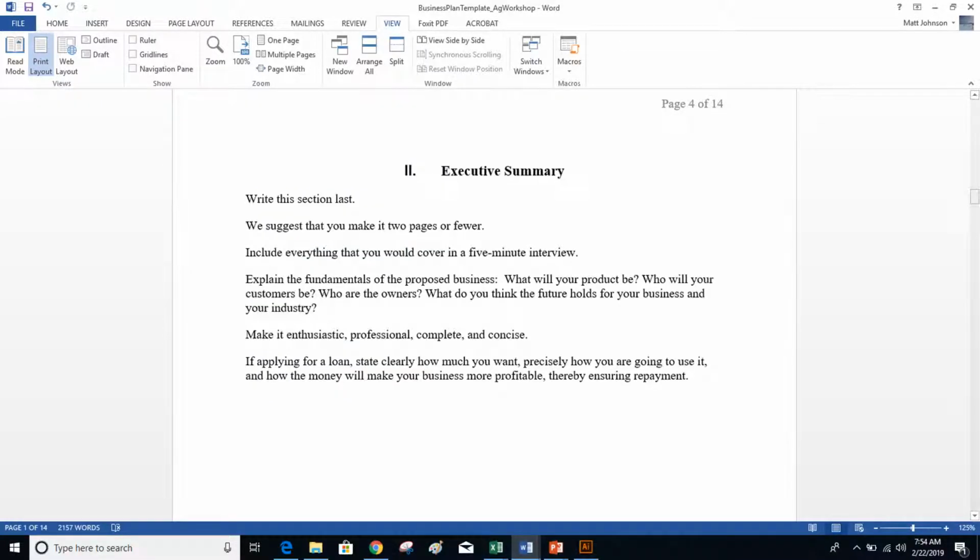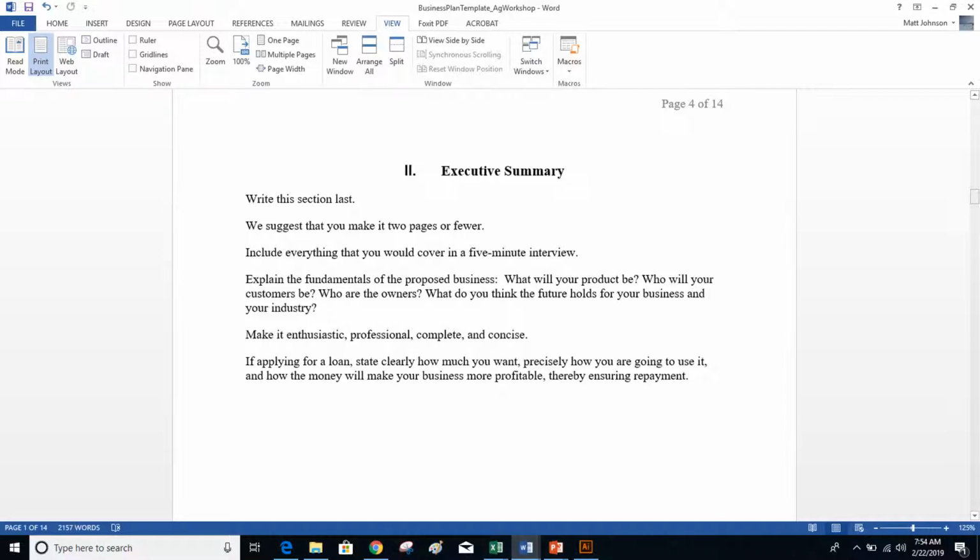All right, so the executive summary. Just like research papers that we've done in the past, you typically are going to write this last. This is going to be anywhere from 1 page to 2 pages, probably no more than that, and it's going to be a summary of all the other information in your business plan. Typically, this is going to be the only section that most people are going to read.